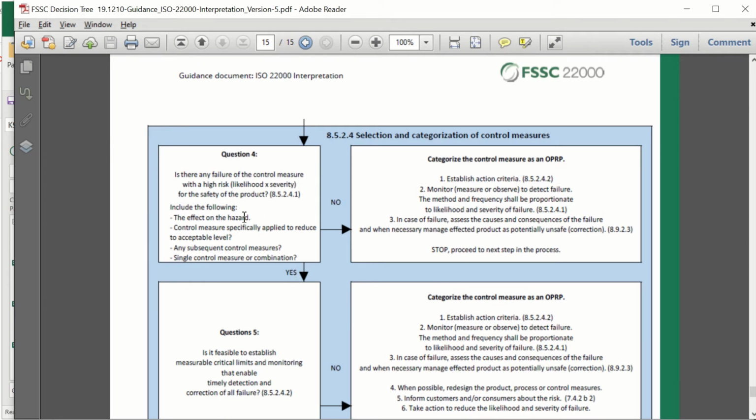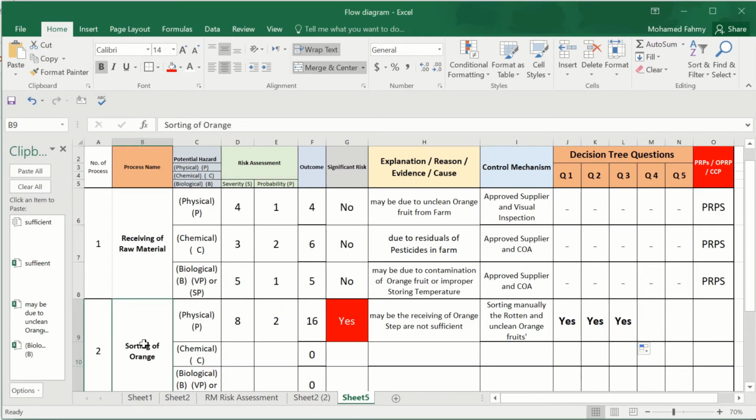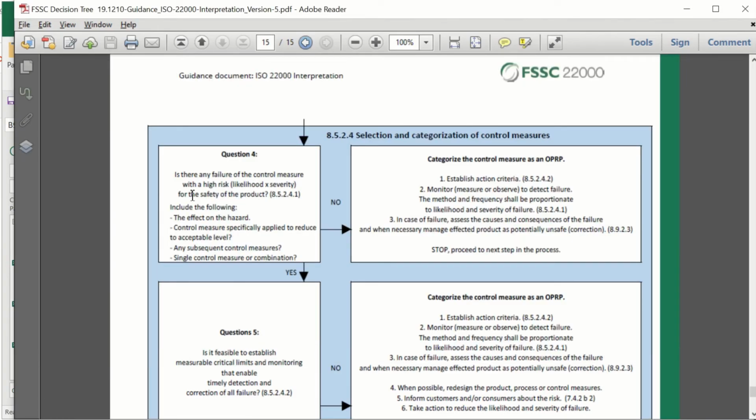Question number 4: if there is any failure of the control measure, is there a high risk for the safety of the product? Yes, there will be. Consider the effect on the hazard, the control measure specifically applied to reduce it to an acceptable level, and any subsequent control measure, single or in combination. So question 4 is asking: if there is any failure of this control, the sorting control, will there be any risk to the product and its safety? Of course there will be.